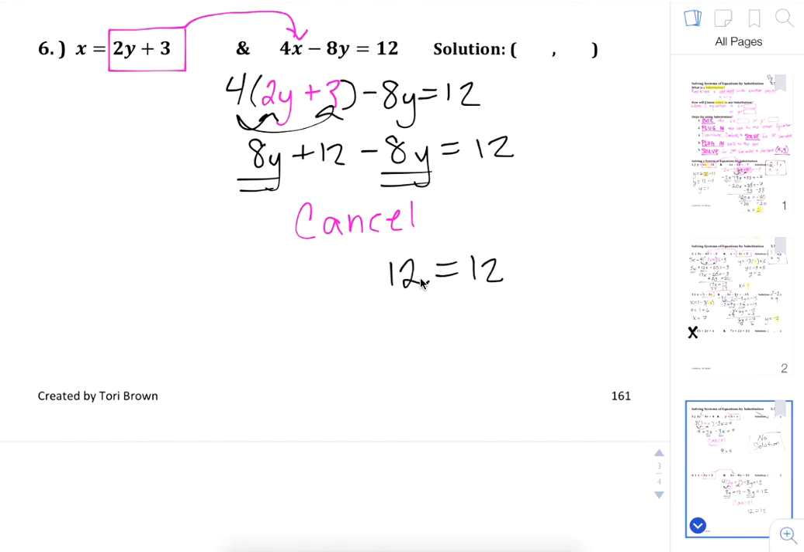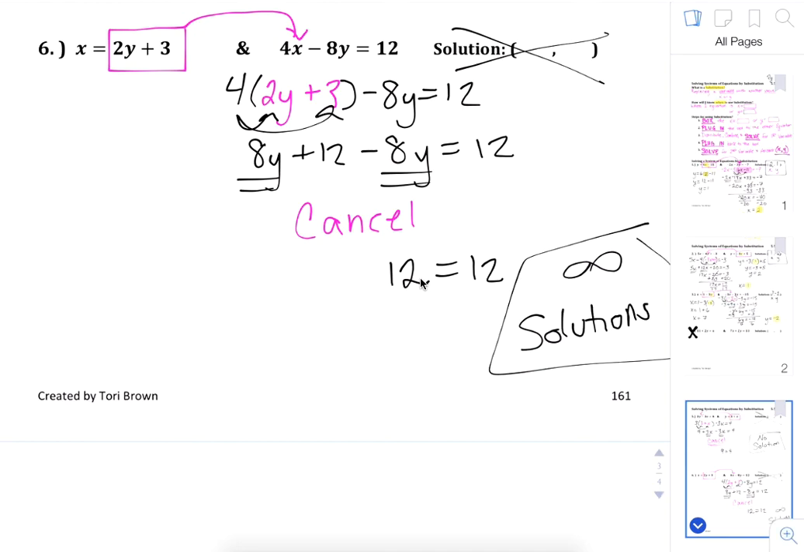And we know that if the numbers are the same, we have infinite solutions. So make sure you have all of the work, but the answer is infinite solutions.